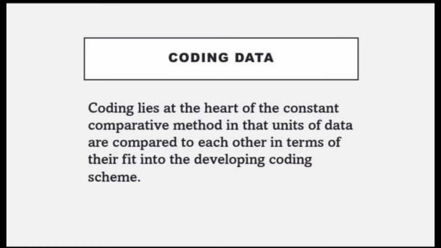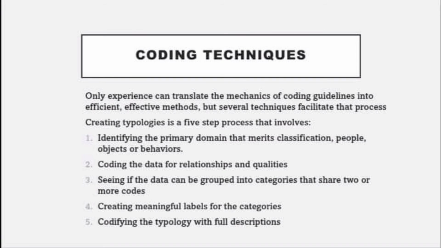Coding data. Coding lies at the heart of the constant comparative method in that units of data are compared to each other in terms of their fit into the developing coding scheme. Coding techniques. Only experience can translate the mechanics of coding guidelines into efficient, effective methods, but several techniques facilitate that process.